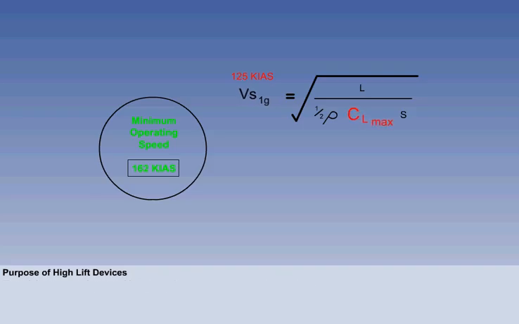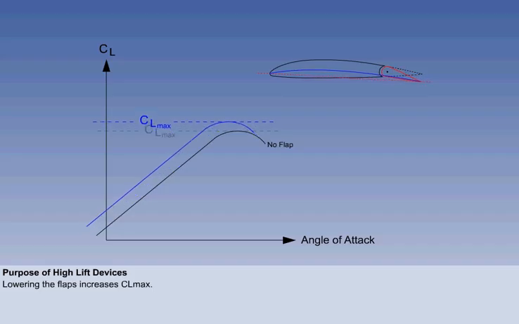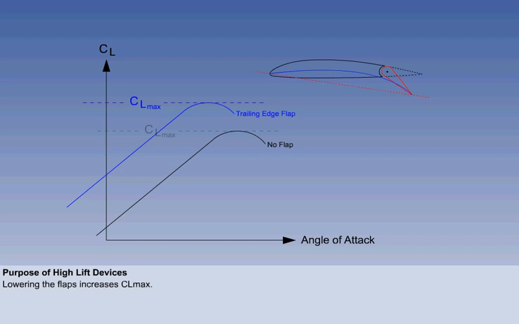You can see that increasing the maximum lift coefficient, CLmax, gives a decrease in stall speed, and therefore a decrease in minimum operating speed. CLmax is increased by temporarily increasing the camber of the wing with flaps. Only trailing edge flaps are illustrated for the moment.